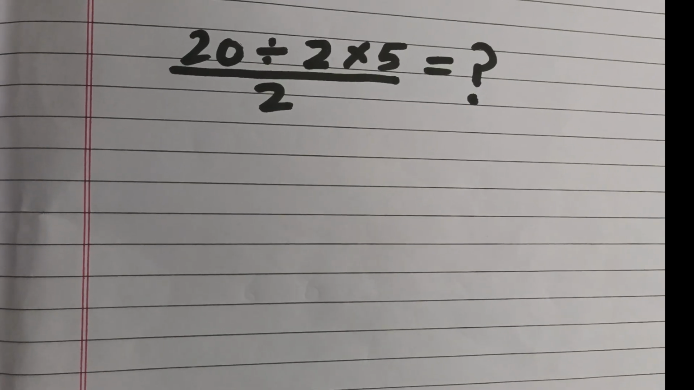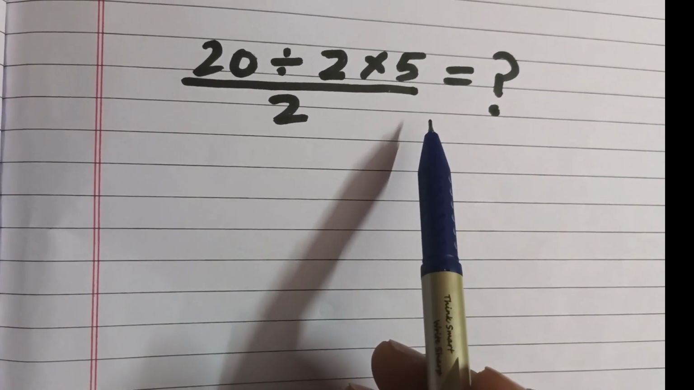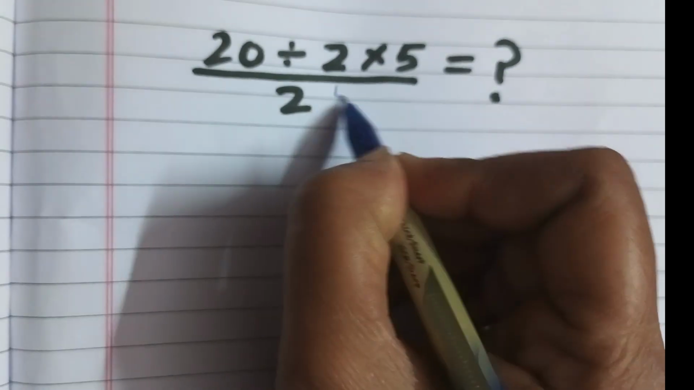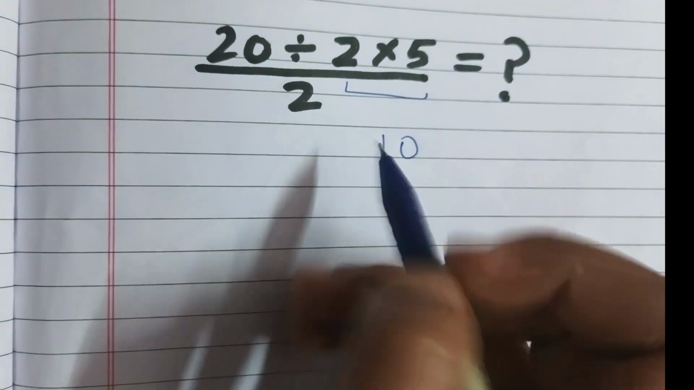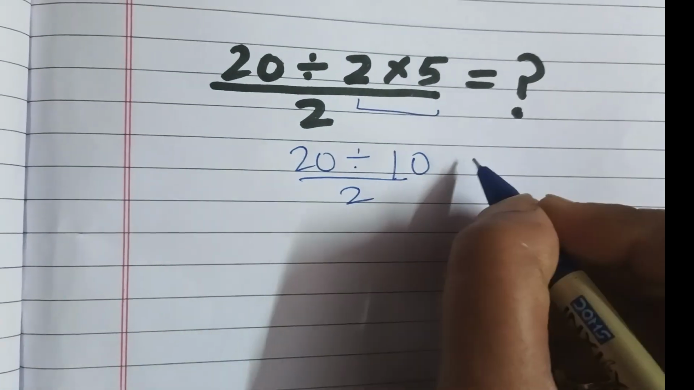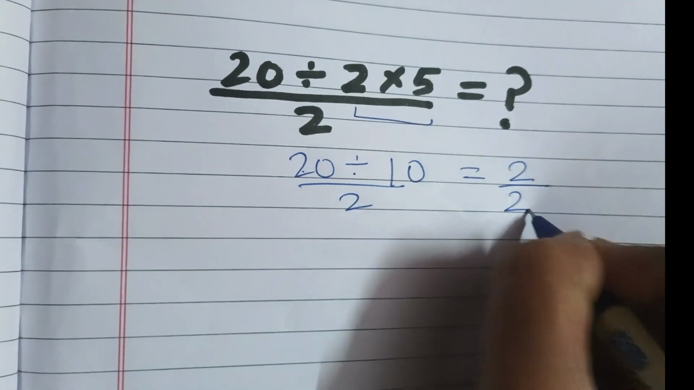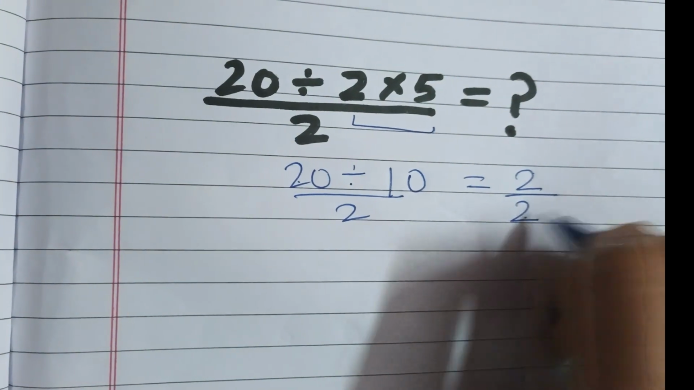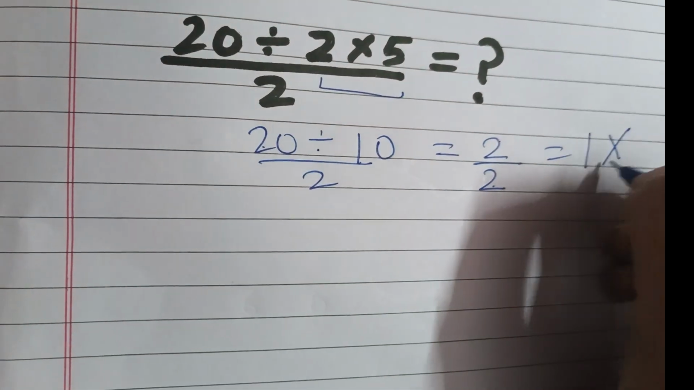So many people do this problem in the wrong way. Let's see how. What they do, they just do 2 times 5 is 10, and then it will be 20 divided by 10 upon 2. Then it will become 20 divided by 10 is 2 upon 2, and 2 upon 2 is 1. And they got the answer 1, which is totally wrong.